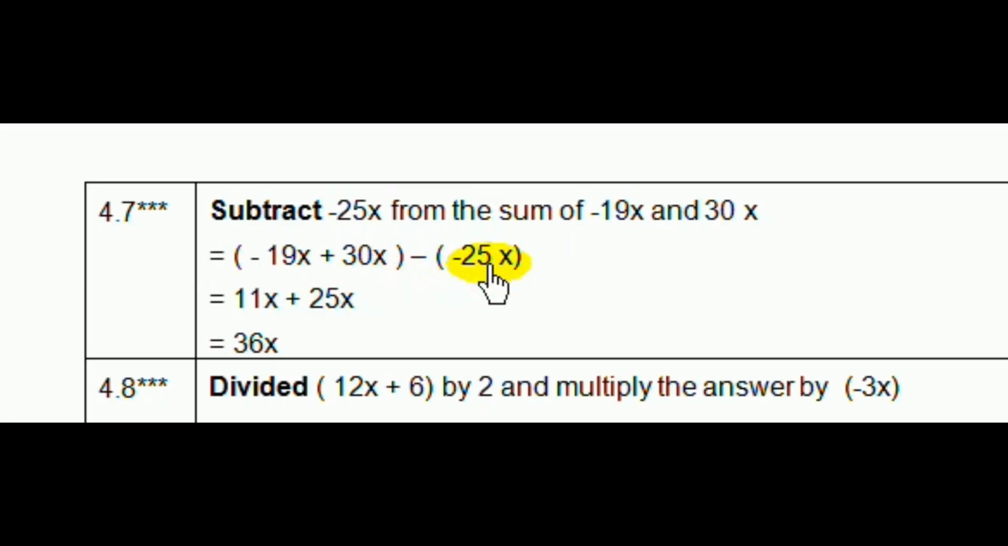So if you have the brackets, it's easy. Get rid of your brackets with a distributive law. Multiply that minus with that minus to get to that plus 25x. The first answer is 11x, and together that'll give you 36x.